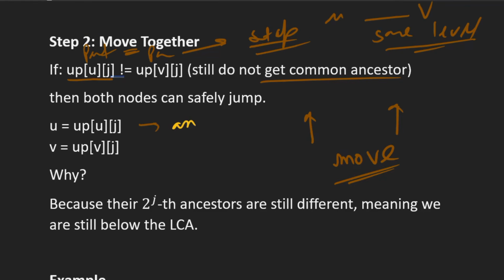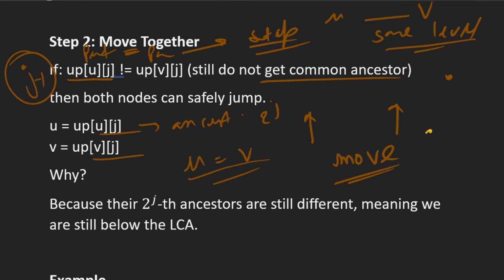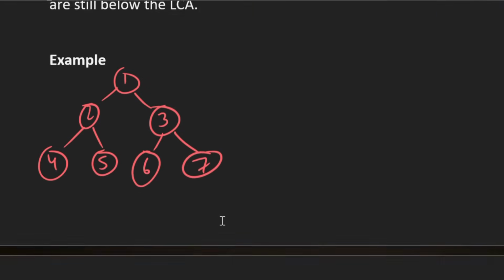So we take the 2^j-th ancestor of u. Now they are at the same level. Suppose they are at the (j minus 1)th level. So we take the 2^j-th ancestor of both, and then we check whether the 2^j-th ancestors of both are equal or not. If they are different, that means we are still below the lowest common ancestor. So we need to move in the up direction until we get the lowest common ancestor.